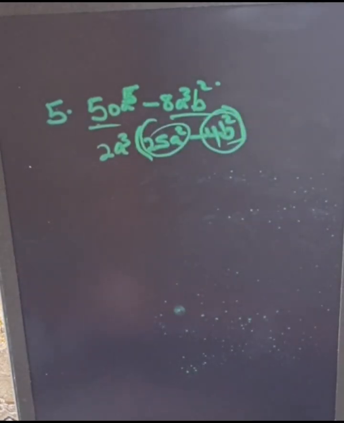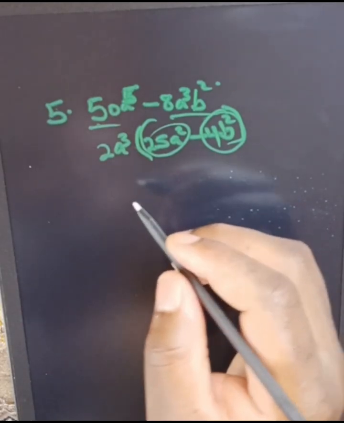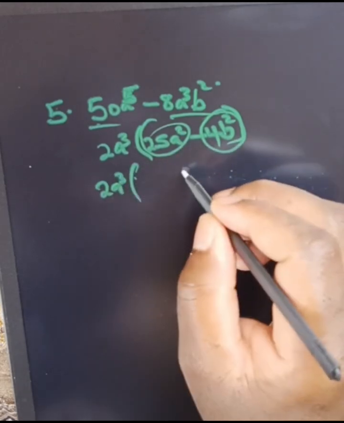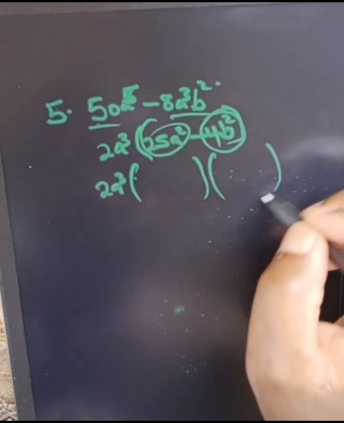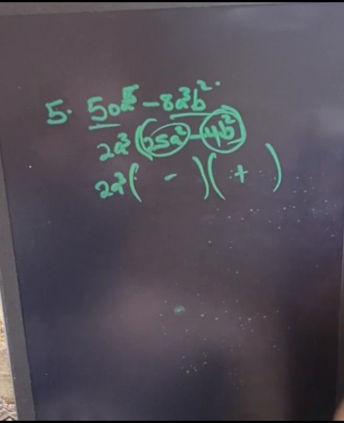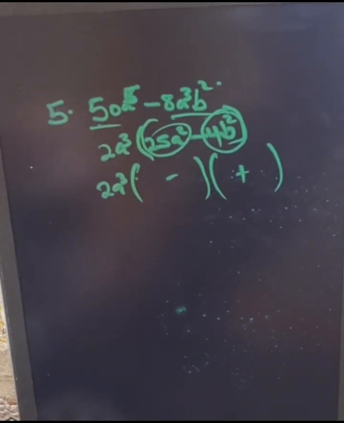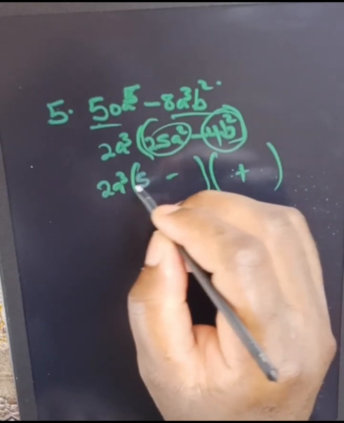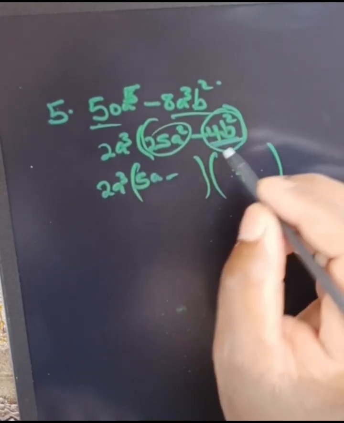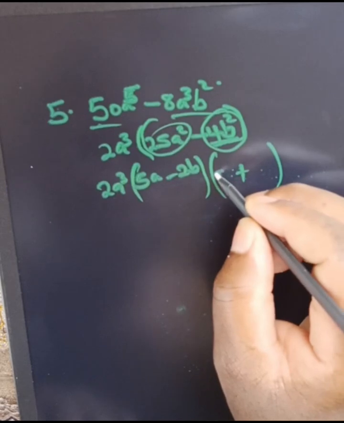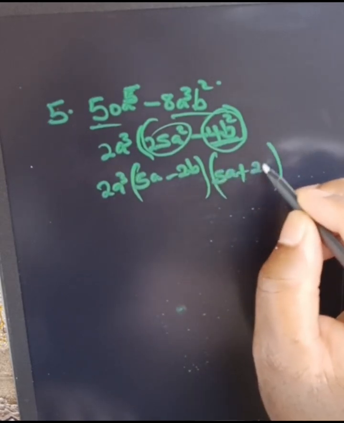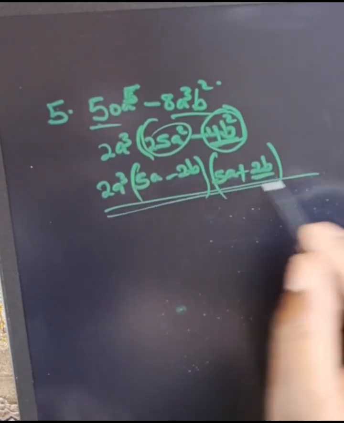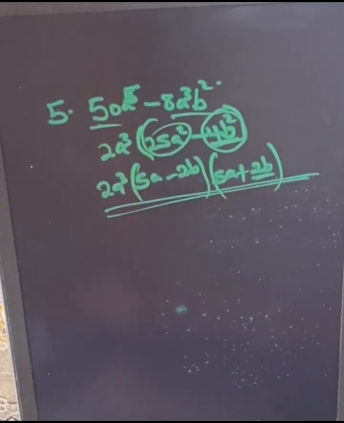What is the square root of 25a squared? It's 5a. The square root of 4b squared is 2b. Open bracket, close bracket, open bracket, close bracket. A negative on one, positive on the other. The square roots are 5a and 2b: 5a minus 2b, 5a plus 2b. As simple as that. What needs to be done is to apply the concepts as they are.